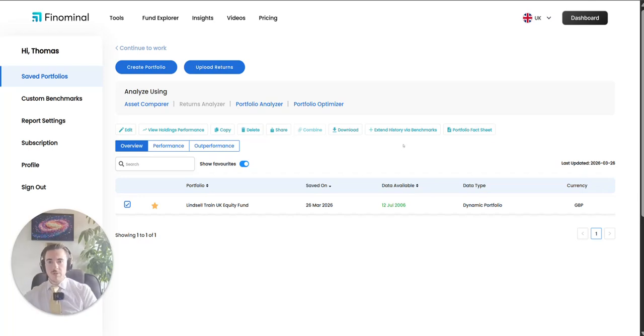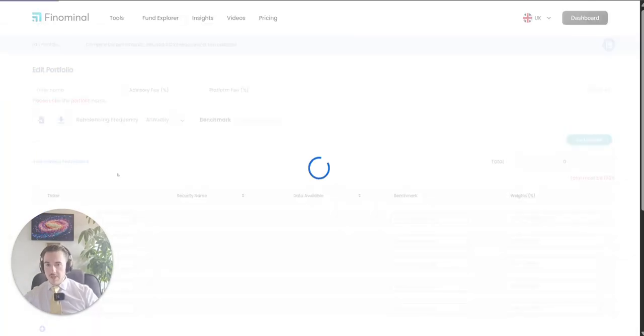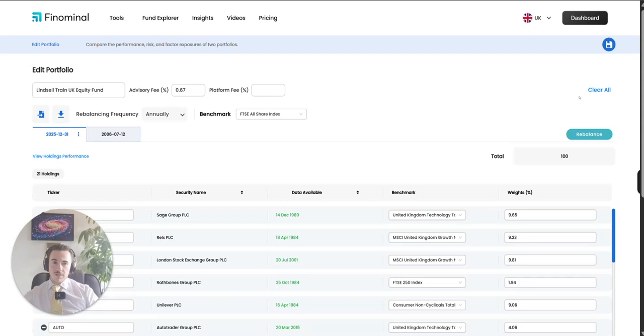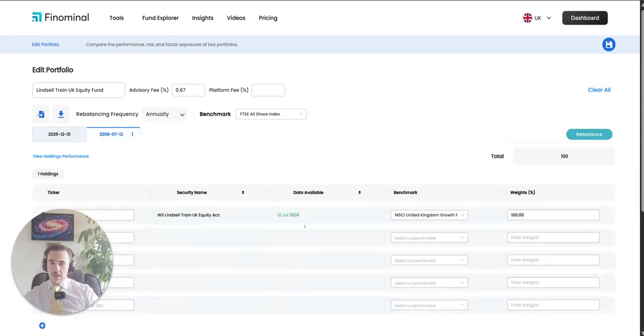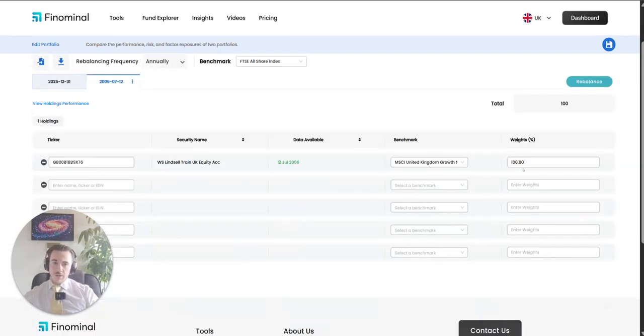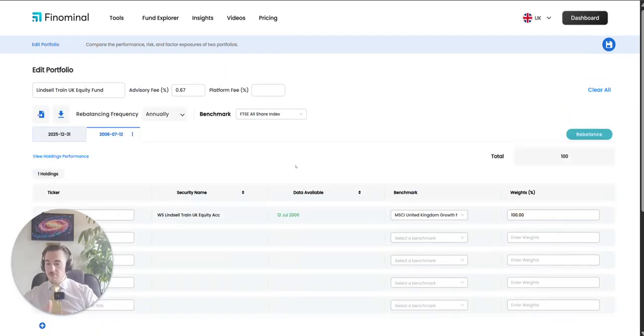So within my dashboards at Finominal, I've created this as a dynamic portfolio. So what that means exactly, if I edit this, I've rebalanced this button, press here, and I've inputted that ISIN as shown, 100% holding, and then that gives us complete return history from inception.